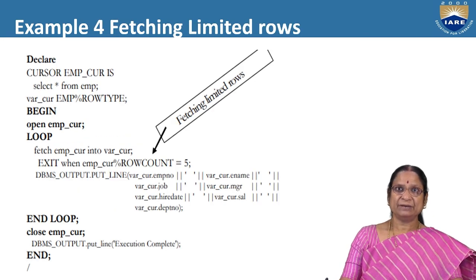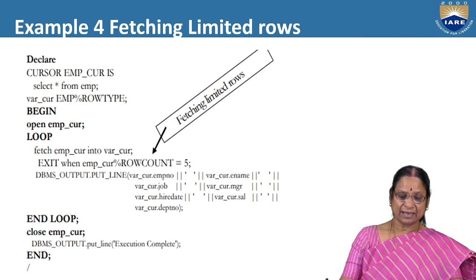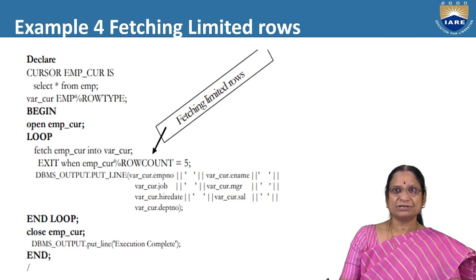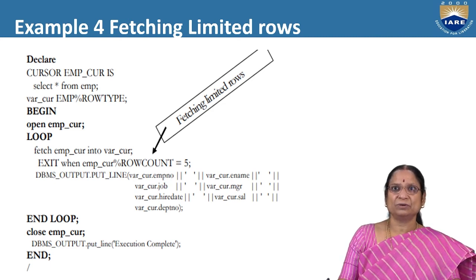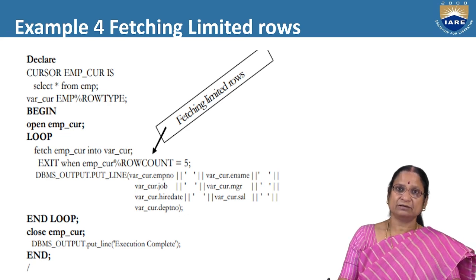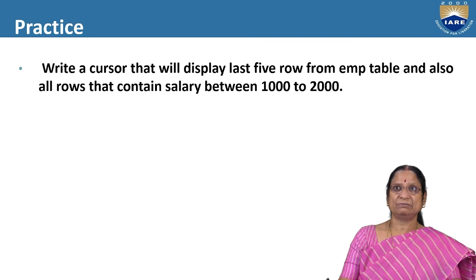And similarly, fetching limited rows, may not be all rows. I can stop, for example, exit when EMP cursor row count is equal to 5. That means up to 5 records only the process is going to continue. When the row count comes to 5, then exit. First 4 rows only will be executed. Like that, we can perform any number of cursors.